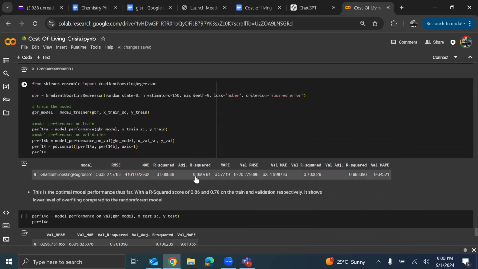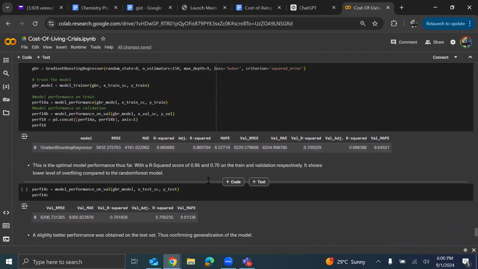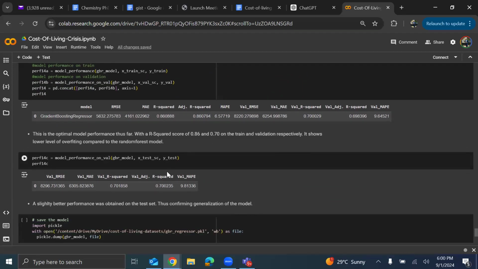70%, and then 0.86, you can see, right? So this was the best optimal model so far. And then I checked it on the test set, and I'm also getting the same result. That means this model was fitting. It's actually giving a very good result, right?